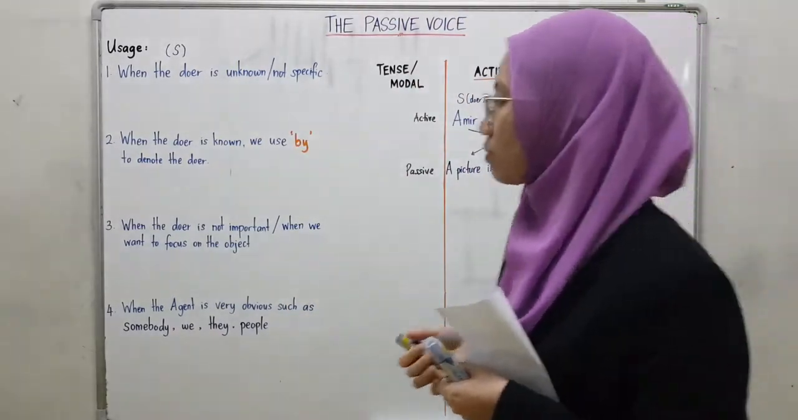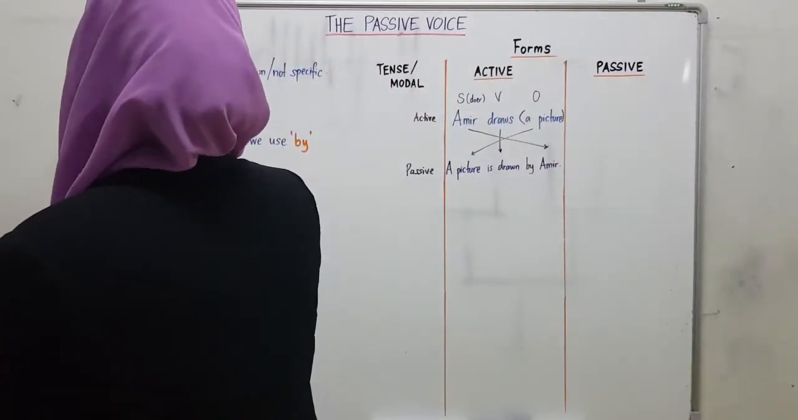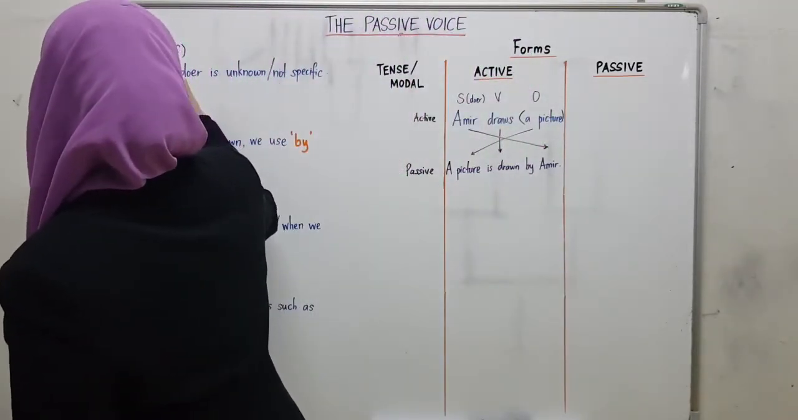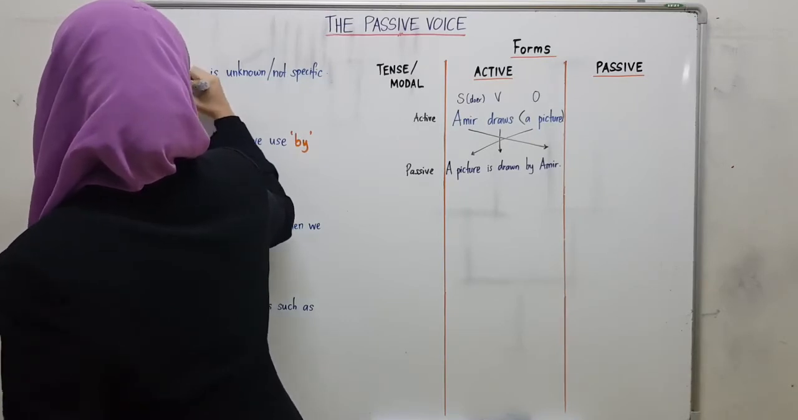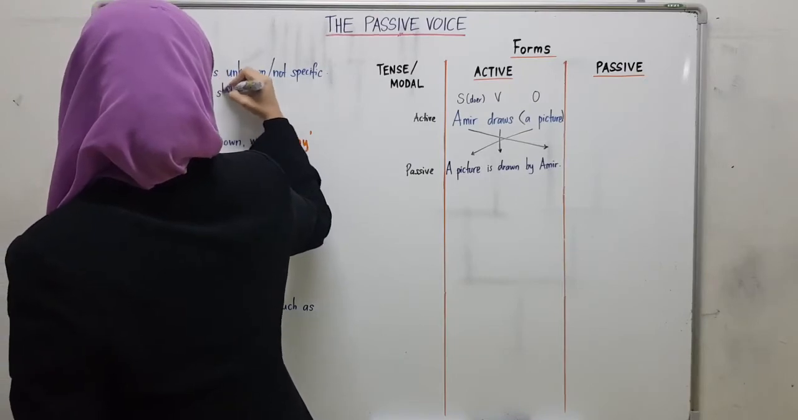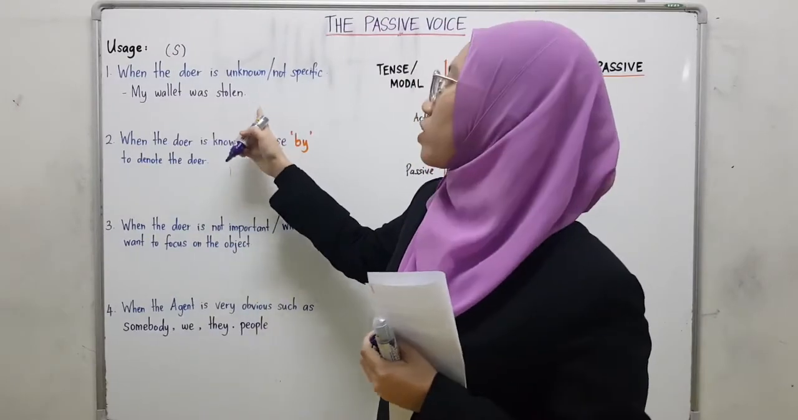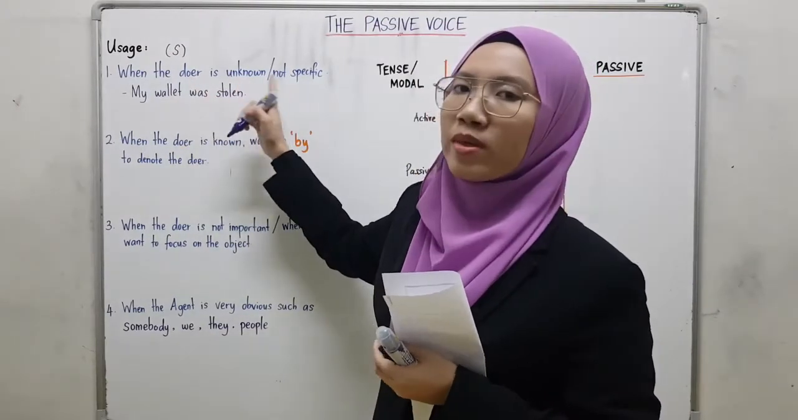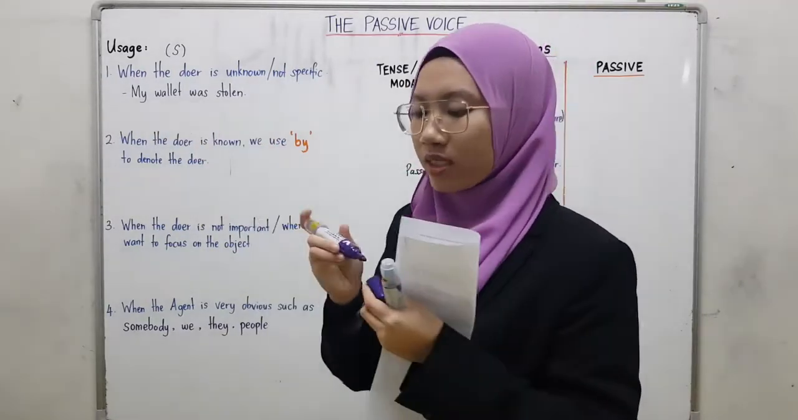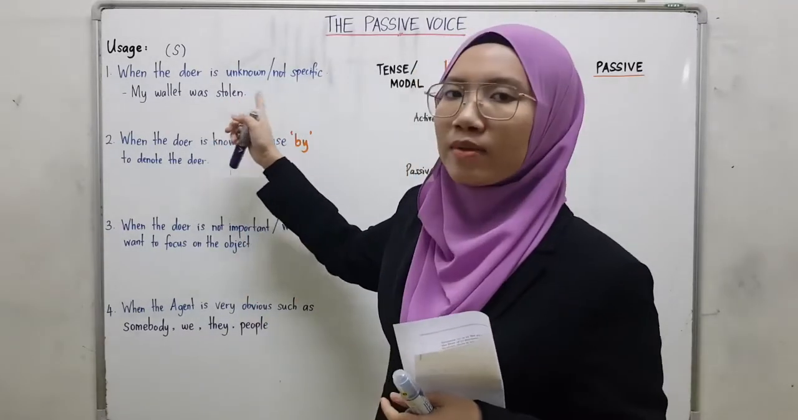Okay, for example, somebody... my wallet was stolen. Okay, so stolen by whom? So siapa yang dua ni tu unknown, not specific. So this is an example of the passive voice. So macam kita nak tukar jadi active voice. So stolen ni clearly lah by siapa?